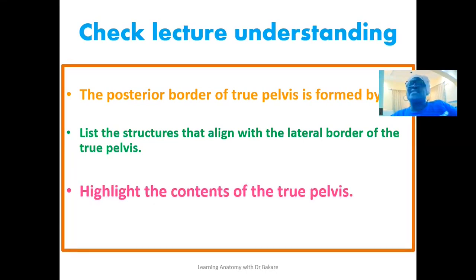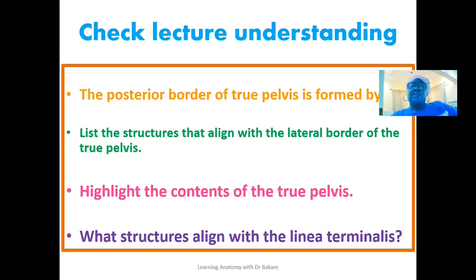And the next question is to highlight the contents of the true pelvis. We've also highlighted this during the course of this lecture. And also going further, specifically stating the ones that are peculiar to the male and also the female. Then the last question is, what structures align with the linea terminalis?